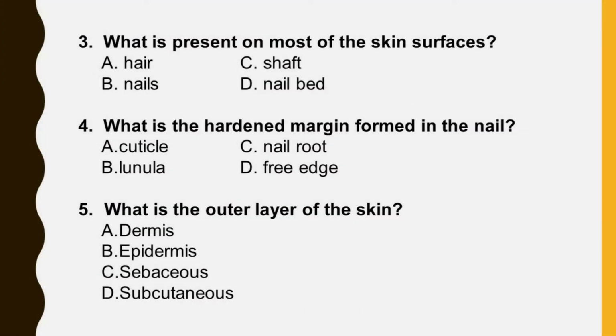Number 3. What is present on most of the skin's surfaces? A. Hair, B. Nails, C. Shaft, D. Nail bed. Number 4. What is the hardened margin formed in the nail? A. Cuticle, B. Lunula, C. Nail root, D. Free edge. Number 5. What is the outer layer of the skin? A. Dermis, B. Epidermis, C. Sebaceous, D. Subcutaneous.